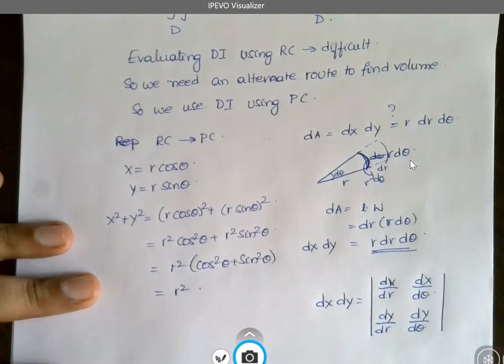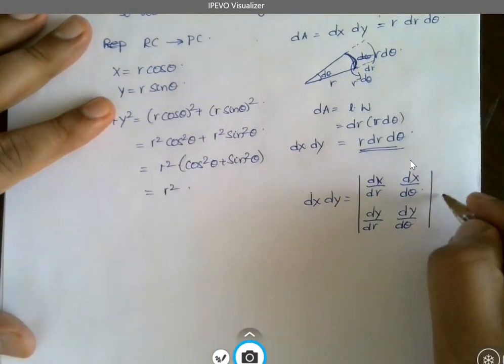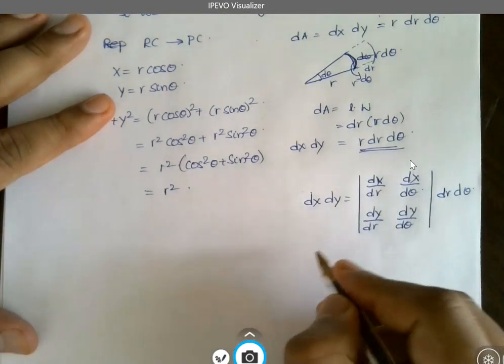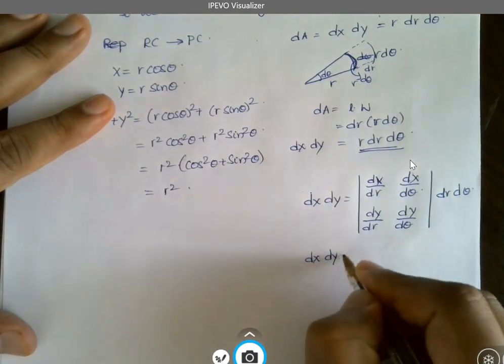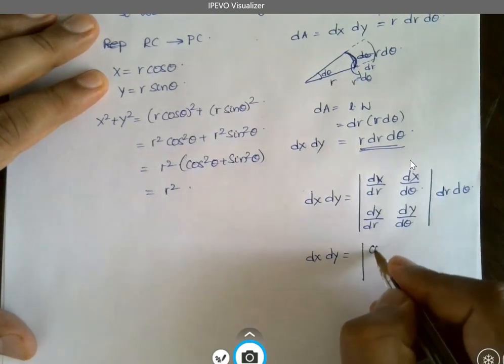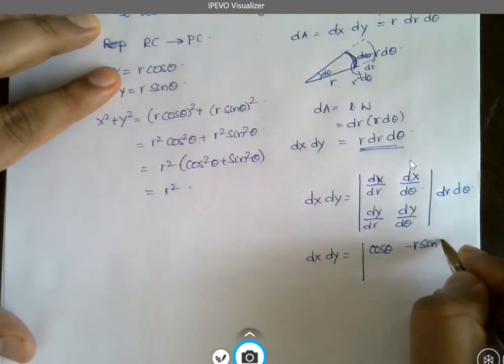I will show you why this will become like that. So r dr d theta, later on, not now. So dx dy is going to be, when you do dx dr, it's going to be cosine theta. dx d theta is going to be negative r sine theta.